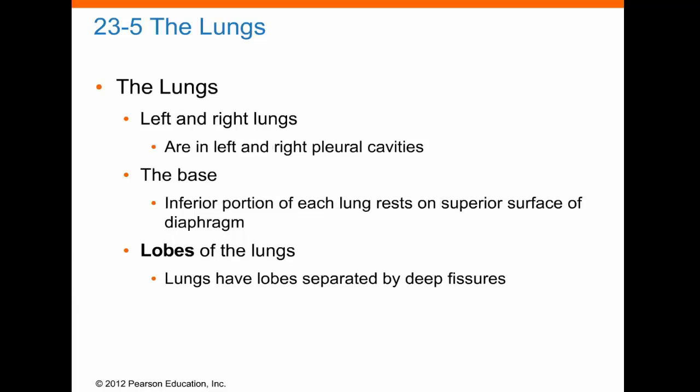So each lung, there are two lungs which are separated, each have their own pleural cavities, and the base, the inferior portion of each lung rests on the superior surface of the diaphragm. Remember that diaphragm is that tough inelastic muscle layer which separates the thoracic cavity from the abdominal cavity. And each lung is divided into lobes.